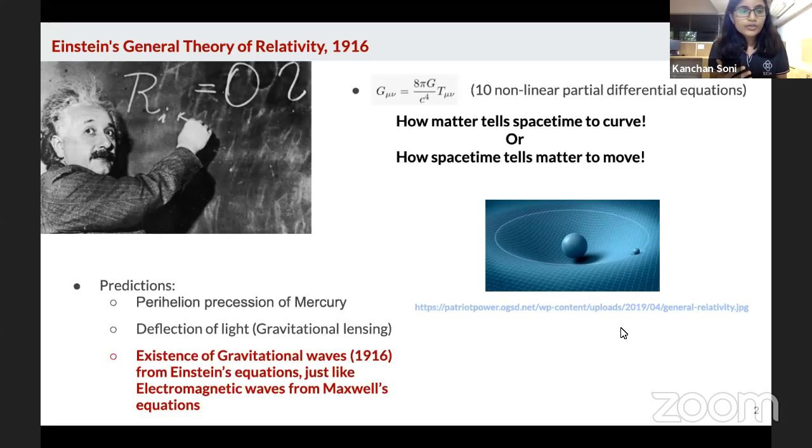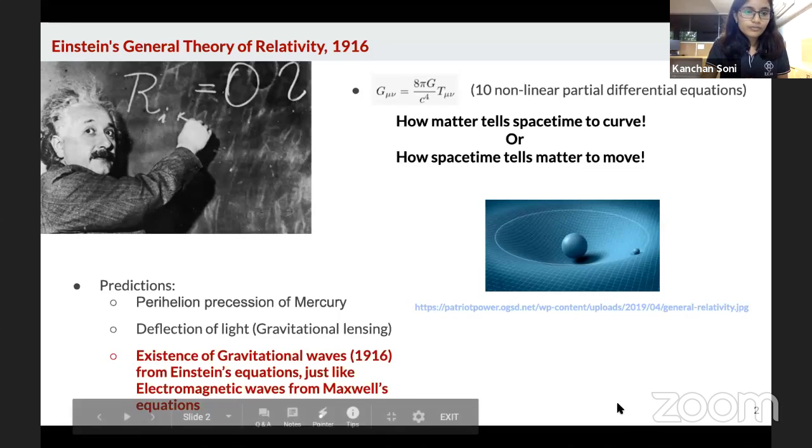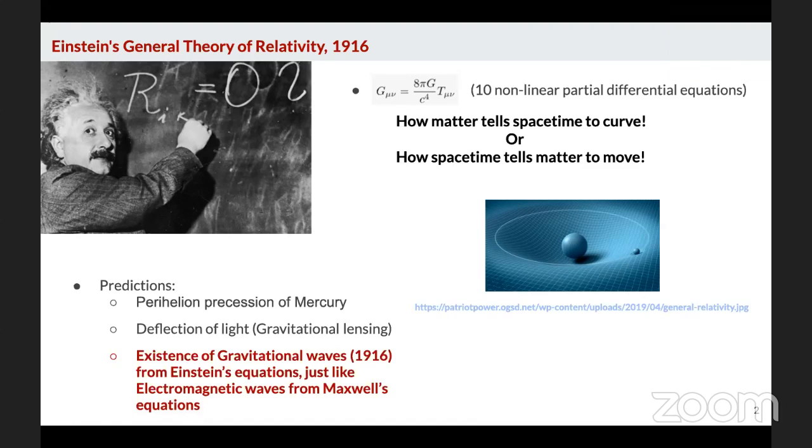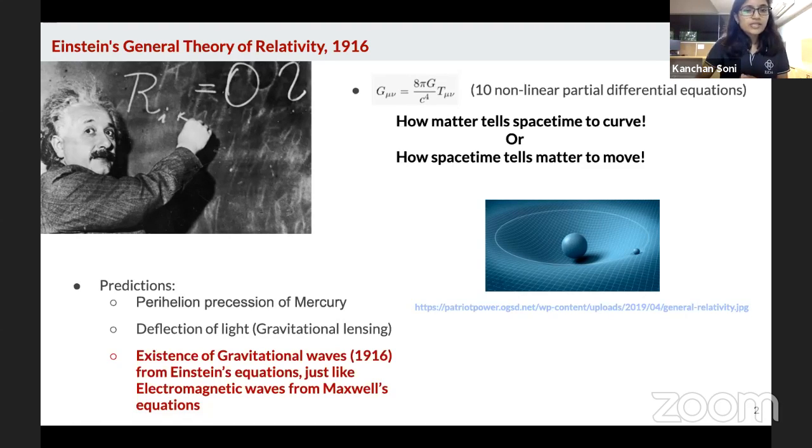In later slides. So Einstein's general theory of relativity was first predicted in 1916, and this theory gave so many predictions. Quite famous ones were describing the perihelion motion of Mercury and also the deflection of light, which is known as gravitational lensing. And one of the important consequences of this theory was the existence of gravitational waves, which was discovered again in 1960.